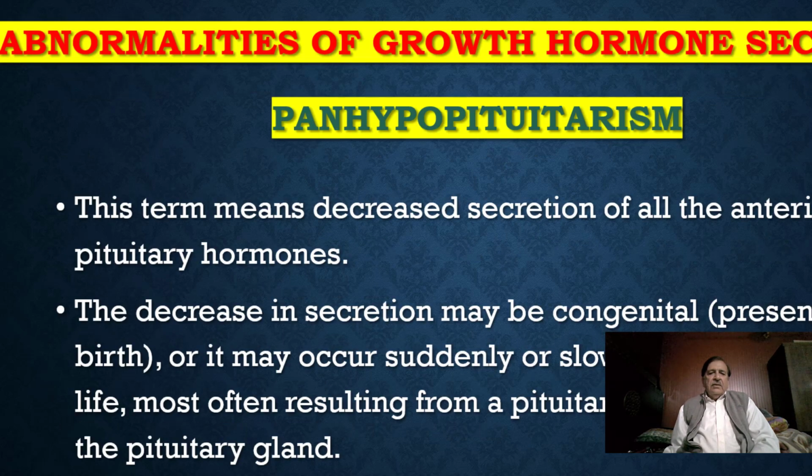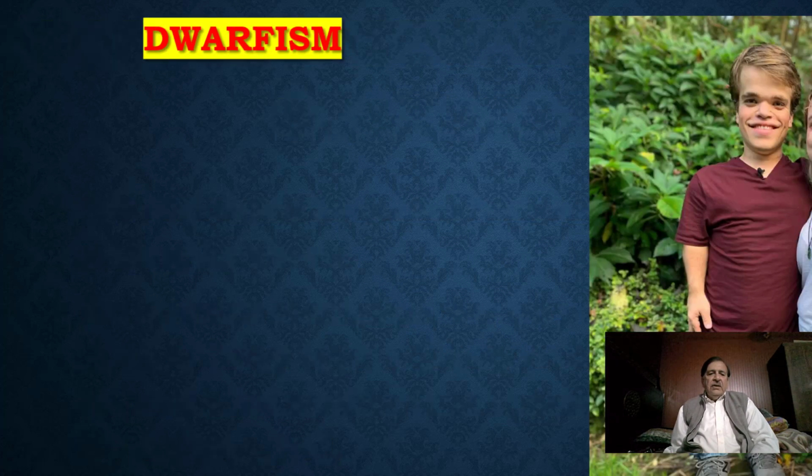Abnormality of growth hormone secretion and hypopituitarism. This term means decreased secretion of all anterior pituitary hormones. The decrease in secretion may be congenital, present from birth, or it may occur suddenly or slowly at any time during life, most often resulting from a pituitary tumor that destroys the pituitary gland.